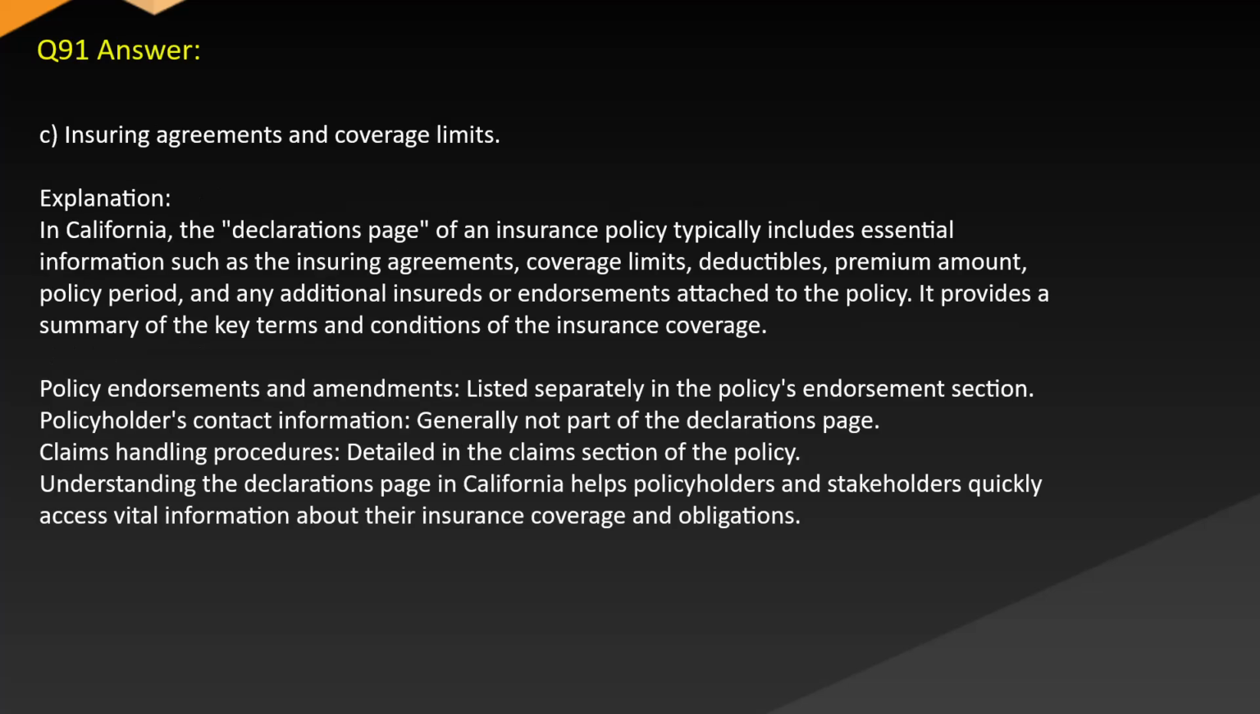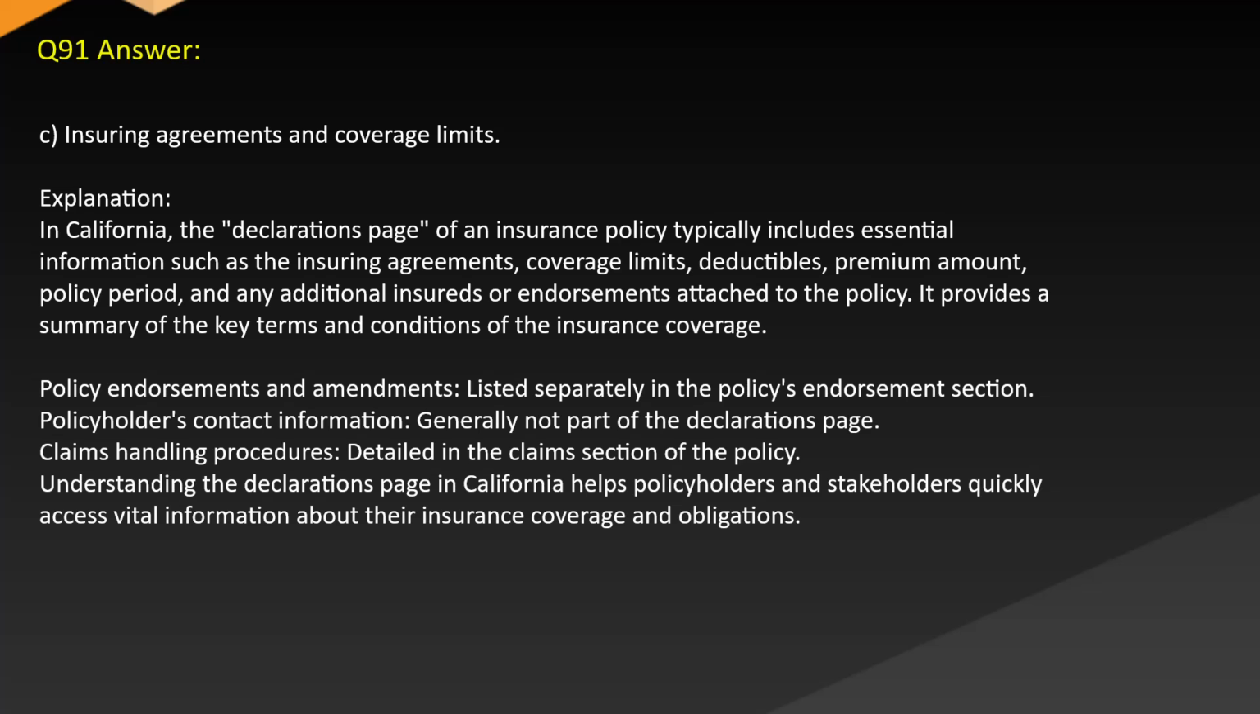Answer: C. Insuring agreements and coverage limits. Explanation: In California, the declarations page of an insurance policy typically includes essential information such as the insuring agreements, coverage limits, deductibles, premium amount, policy period, and any additional insureds or endorsements attached to the policy. It provides a summary of the key terms and conditions of the insurance coverage.